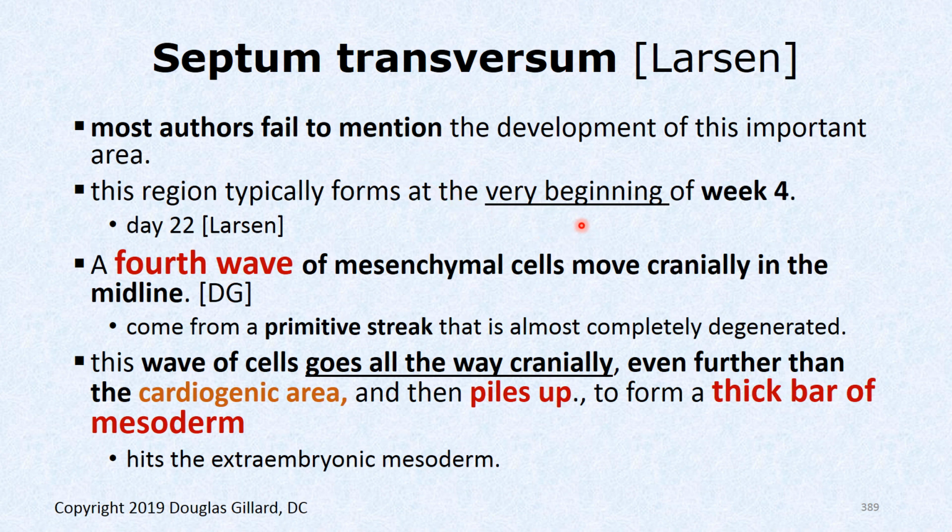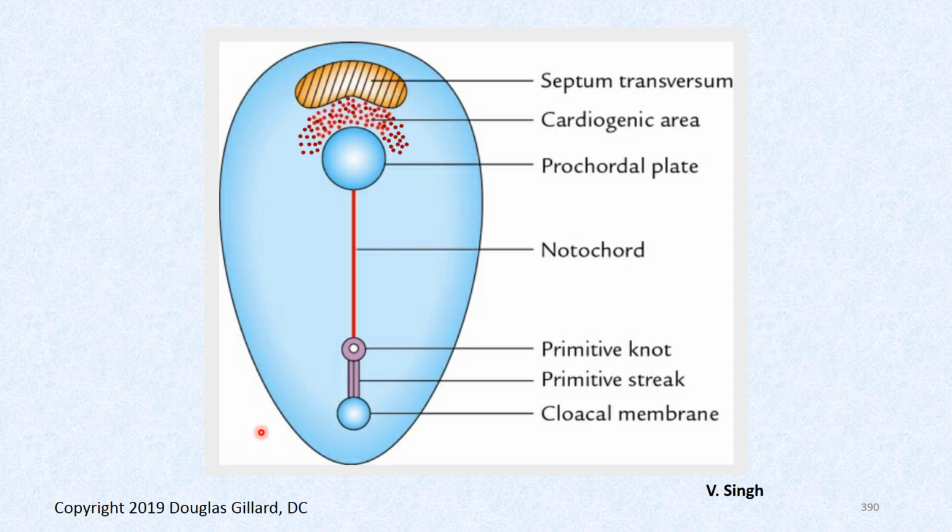But at the beginning, week 3 is over. At the beginning of week 4, about day 22, this forms. Fourth wave of mesenchymal cells. Epiblast cells migrate through the primitive streak like before. They head toward the cranial region. They pass the precaudal plate, they pass the cardiogenic area, and then they pile up all the way at the very end, the most cranial part of the growing embryo. They pile up and form a thick bar of mesenchymal tissue, or mesodermal tissue, if you will, and that is given the name septum transversum.